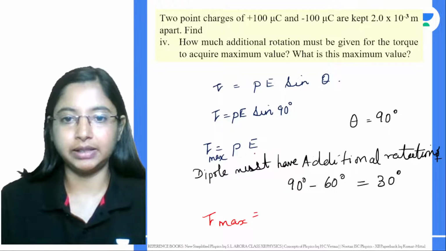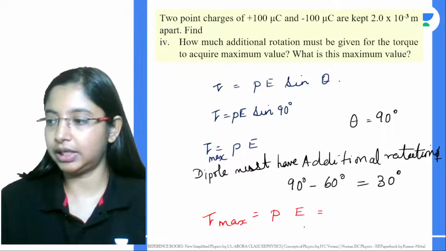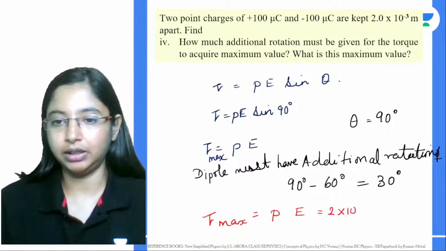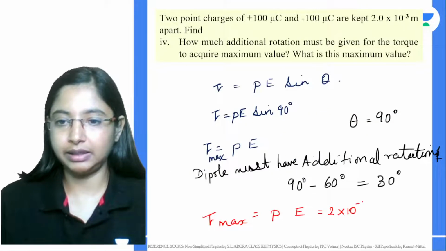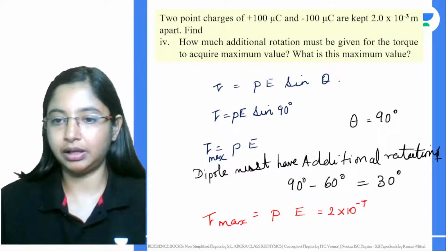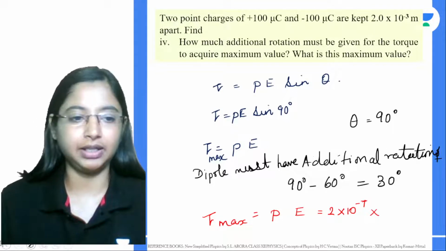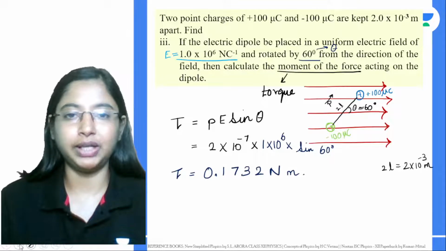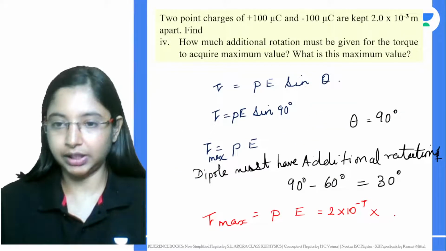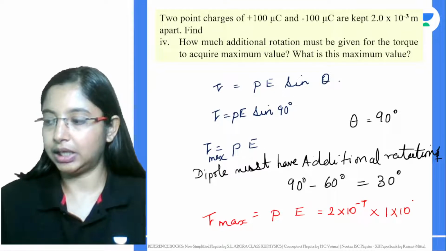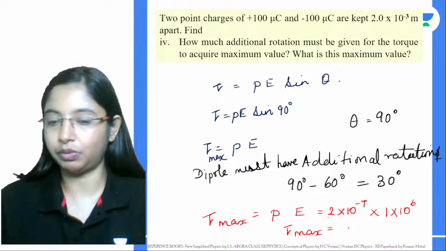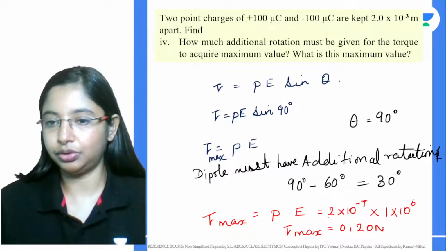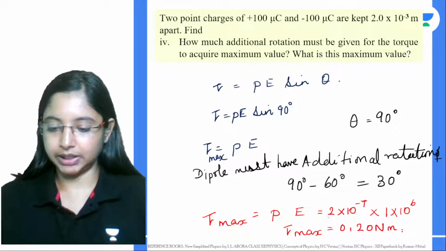If sine 90 is equal to 1, then you will have the dipole moment times the electric field. What is the dipole moment? We calculated for this entire system the dipole moment to be 2 into 10 to the power of minus 7, times the electric field. The external electric field is already given in the question as 1 into 10 to the power of 6. From here, the maximum torque experienced will be 0.20 Newton meter. That's the maximum torque experienced.